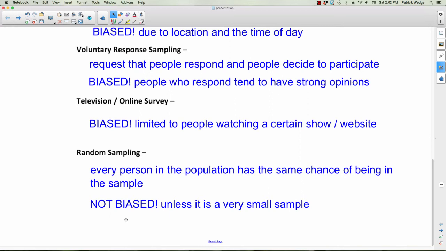Now, if we just do 8 kids, it's probably not great. But if we do 50 kids, hey, well, now we got a pretty good group. We're probably getting some pretty accurate answers to our questions that we're looking for. Okay, so as much as possible, we want things to be random.